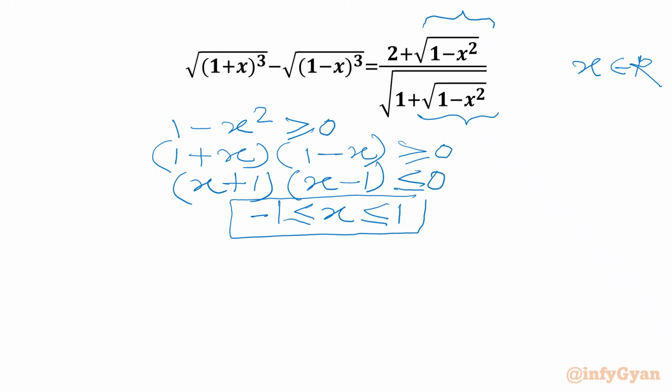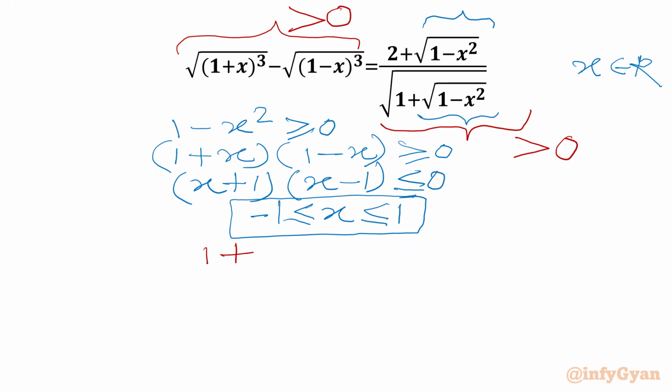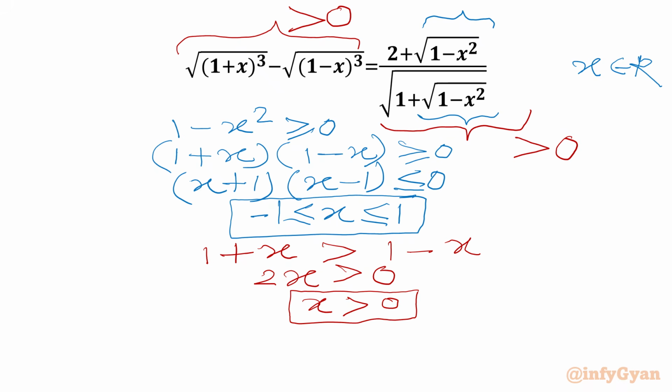Now we have the right hand side always positive. This side is always greater than 0. So our left hand side must also be greater than 0. So I can write 1 plus x should be greater than 1 minus x. By adding x to both sides and subtracting 1 from both sides, we'll get 2x should be greater than 0. So x must be greater than 0. So from the left hand side we have the condition x should be positive, greater than 0.